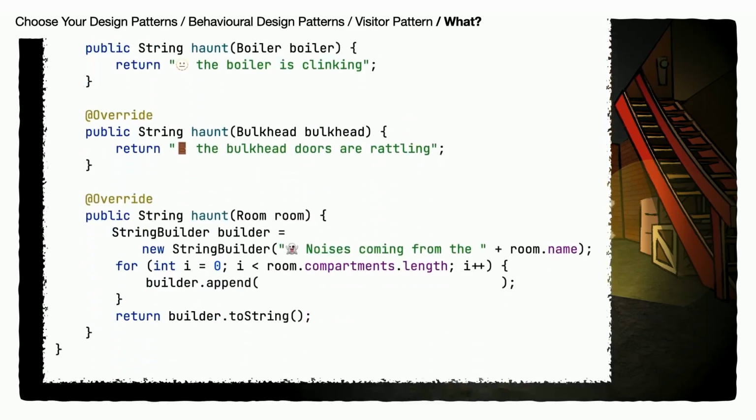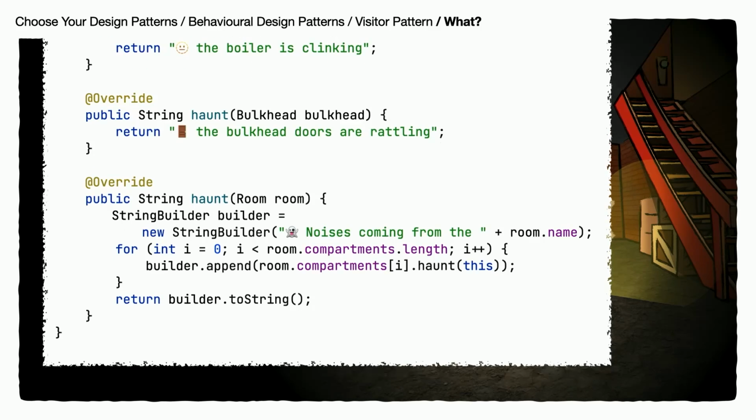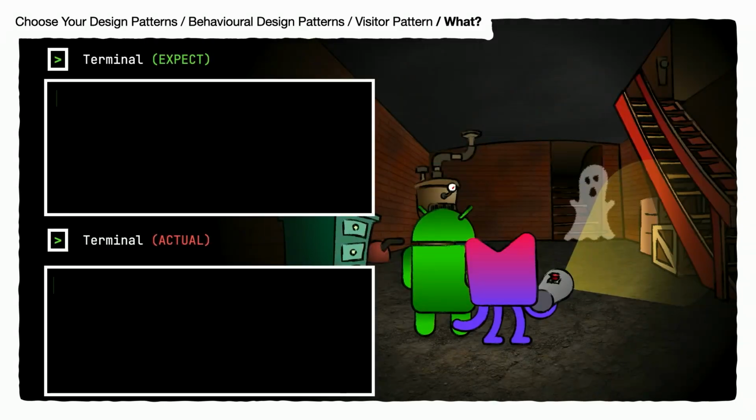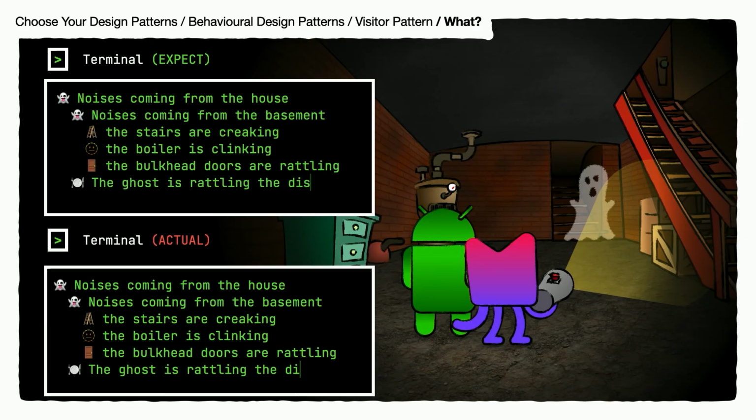Okay, and essentially this ghost will be the visitor now. The only other change I'm going to do is go down to the haunt room method, go through each of the compartments, and ask each of them to haunt this current haunting. And the main class remains pretty much the same. I didn't touch this at all. And if I run the program, hey, it works as intended now.